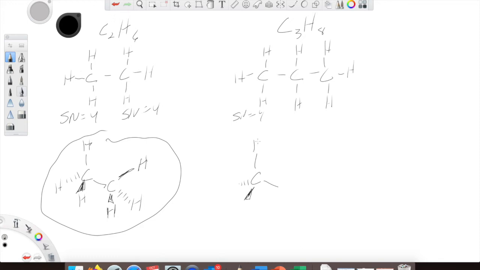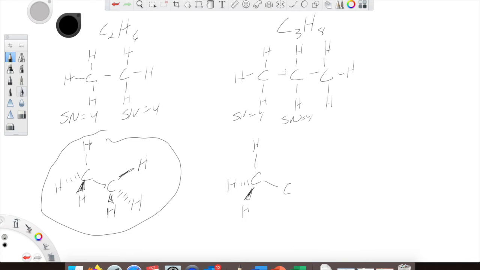So I've got a hydrogen here. This is going to represent my carbon-carbon bond. A hydrogen here and a hydrogen here. Now let's look at the middle carbon. Again, we have 4 single bonds, so 4 electron domains, a steric number of 4. All bonds, no lone pairs.